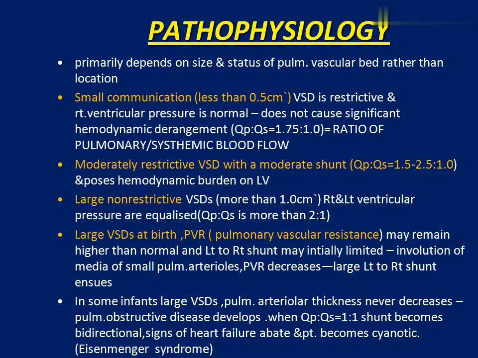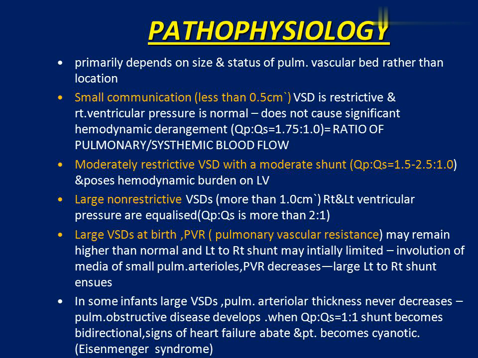Small communication, less than half a centimeter: the VSD is restrictive and the right ventricular pressure is normal, so it does not cause significant hemodynamic derangement. Qp/Qs equals 1.75 to 1.0, the ratio of pulmonary to systemic blood flow. Moderately restrictive VSD with a moderate shunt, Qp/Qs equals 1.5 to 2.5 to 1.0, poses a hemodynamic burden on the LV.